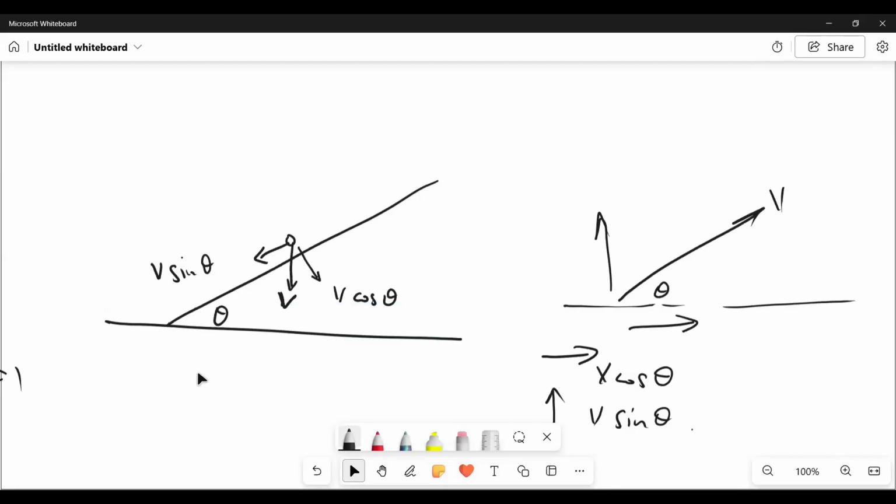And I'll show you just now how we can have a situation where more than one vector is at work, and we maybe have to find the resultant. Right? Can I move this now? Yes.